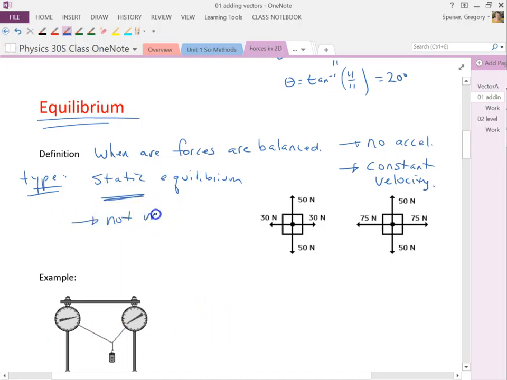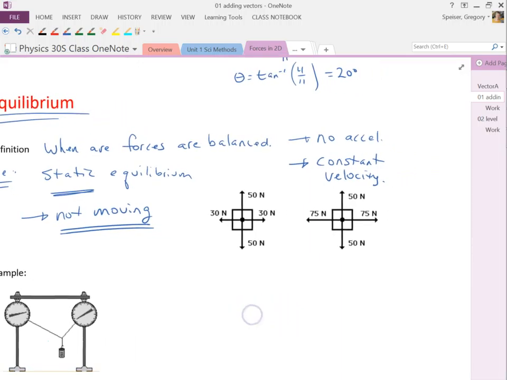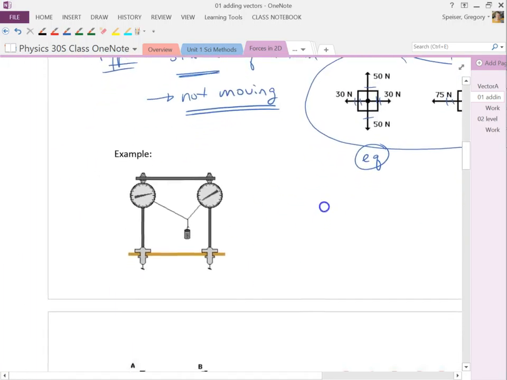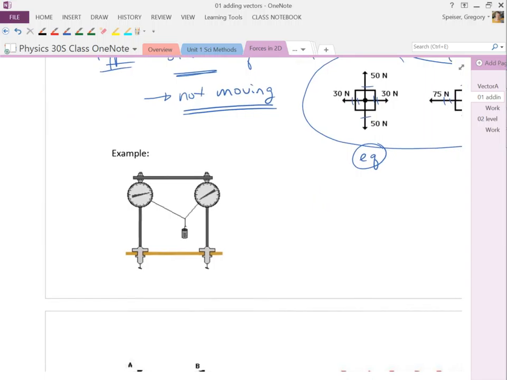So static equilibrium means something is not moving. And so we're going to have a few examples where we say, here's a situation where nothing's moving, but then we can use that information to analyze all the forces. So this was just some cut and paste that I did from the Physics Classroom website about examples where all the forces add up to 0, right? So these are examples of equilibrium, where 50-50, 30-30, not all forces are equal necessarily, but they all add up to 0.